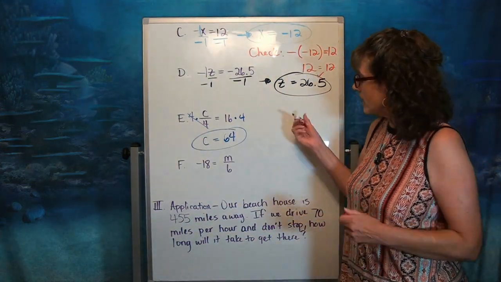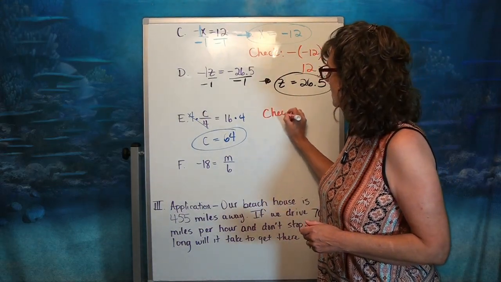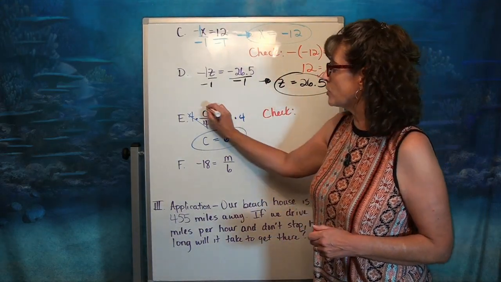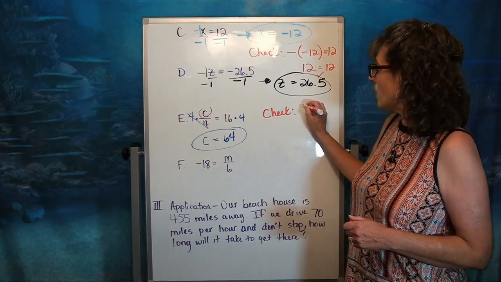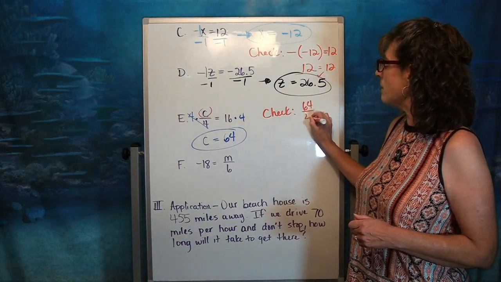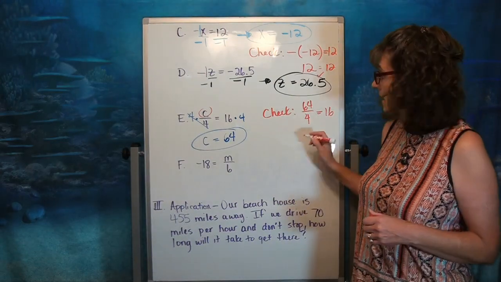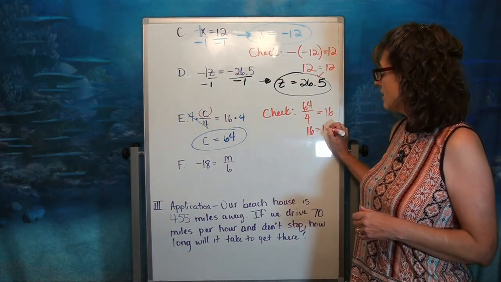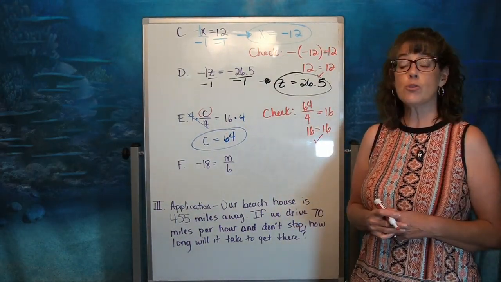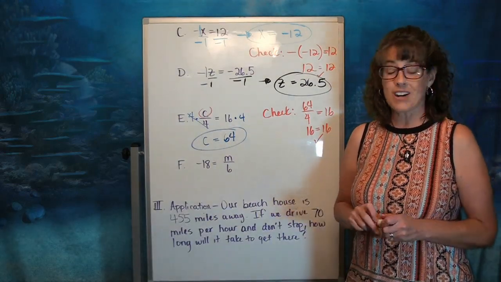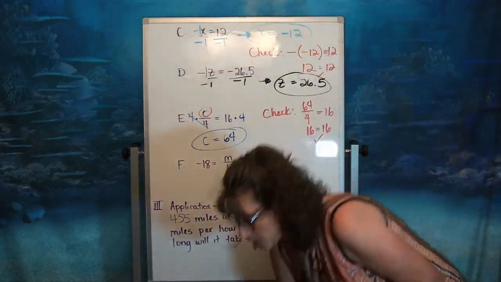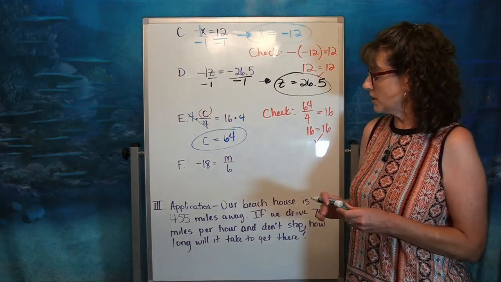In order to check it, just like before, I'm going to plug that 64 everywhere I see a C, which means right here. So I'm going to do 64 divided by 4. And what is 64 divided by 4? Yeah, in fact it is 16. So once again, I've created truth. That means this answer is correct. All right, one more, and then we will take a look at the application there.